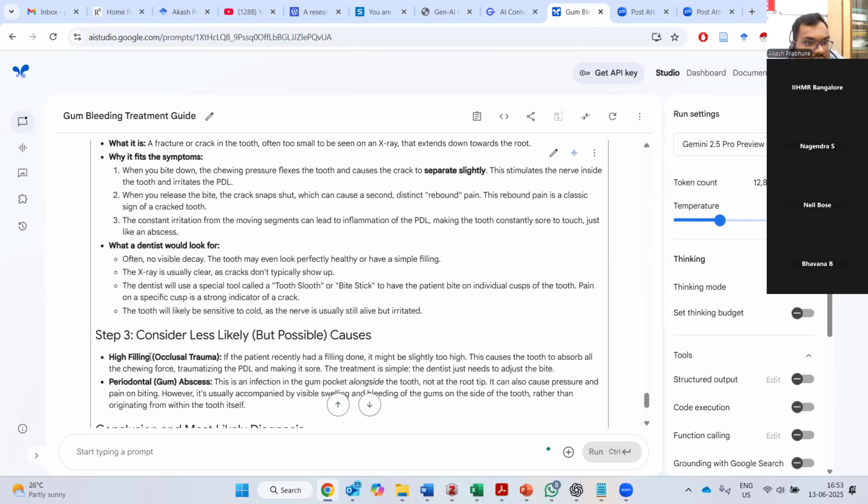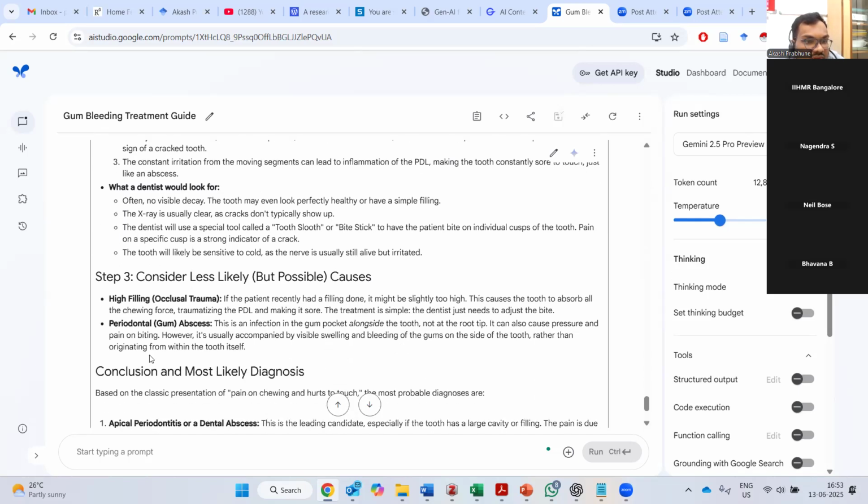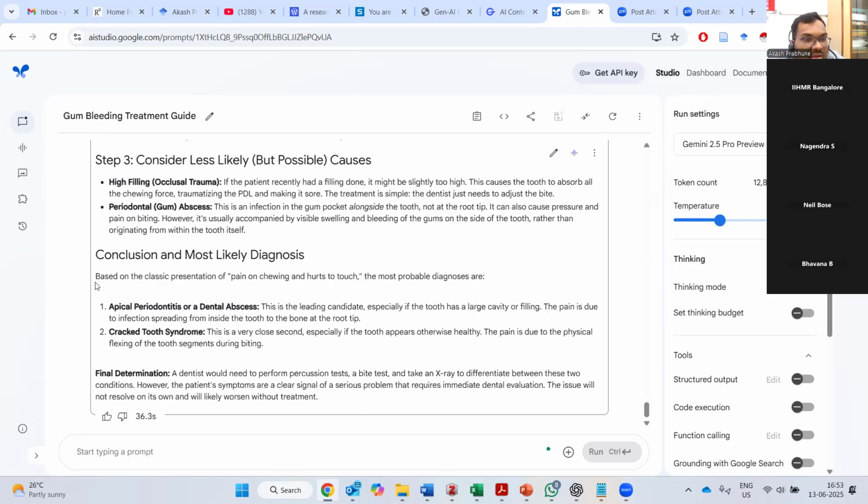Okay, consider less likely but possible causes: high filling, gum abscess. So what it has done is arrive at these two options that are most likely. So that's how it came through a chain of thought.